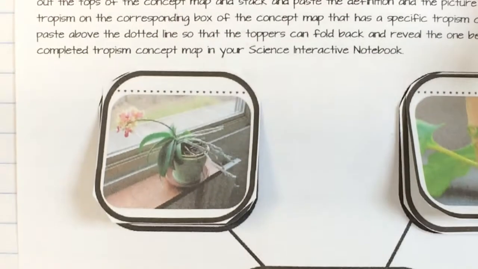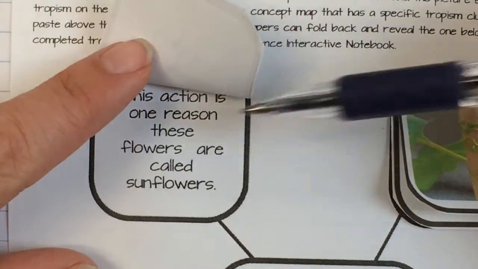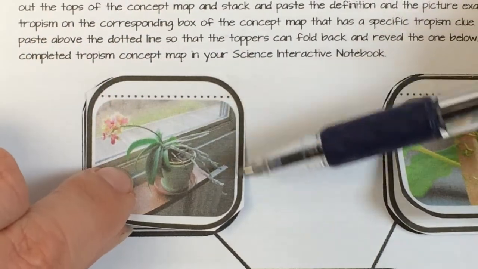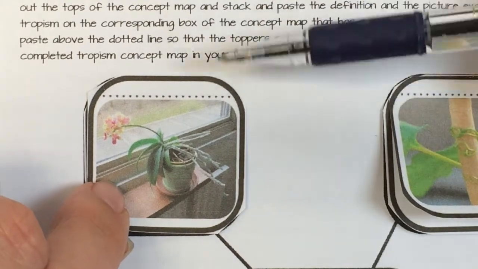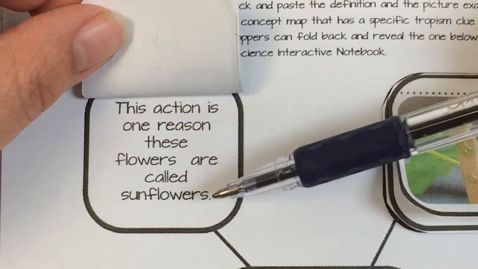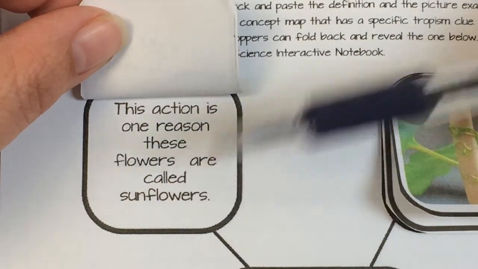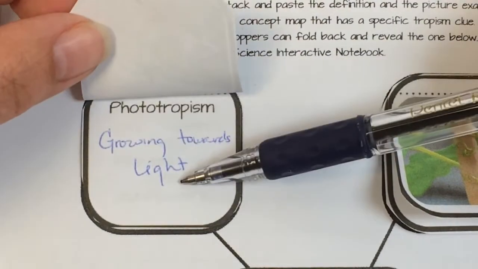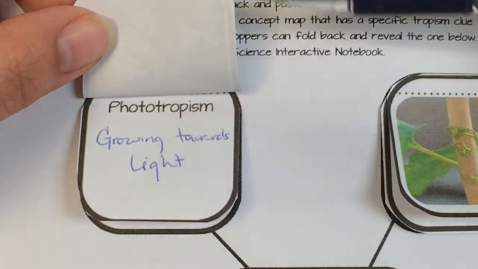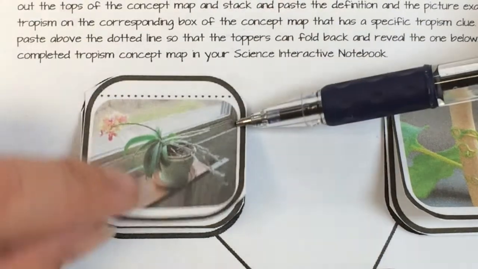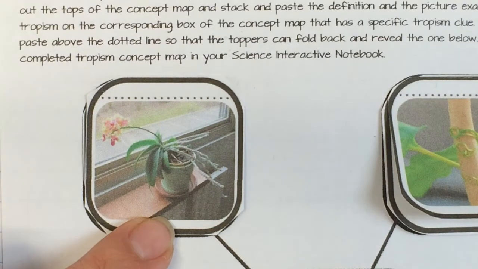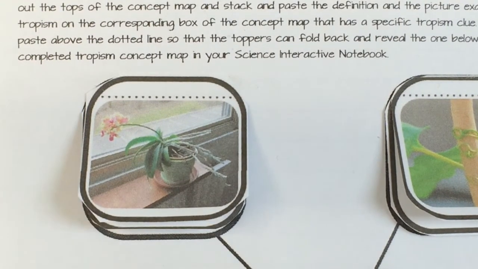Under each one of these, you start out with a description. Your job is to match the photo and type of tropism to the description. So for this first one, it says this action is one reason these flowers are called sunflowers. Well, they're following the sun, which is light. So the tropism is phototropism, and that is growing towards the light. And so you'll want to find the picture that is showing the plant growing towards the window. And so you'll do that for each of these, and it's pretty quick and simple.